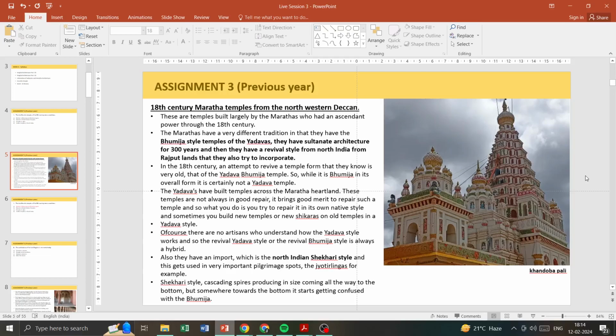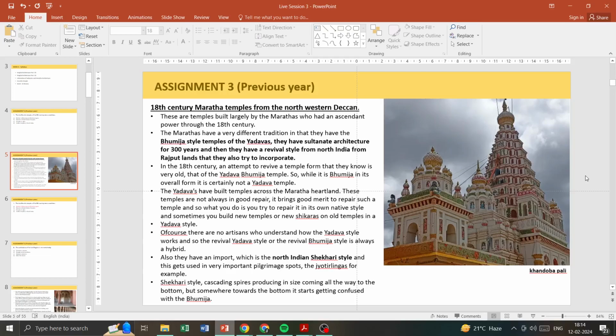So Maratha architecture is very different, and it has a very different tradition in its architectural style because it is inspired by 3 styles. First was the Bhumija style temples of the Yadavas, because the Yadavas built a lot of Bhumija style temples in these regions before it became a part of the Sultanate. And then this area saw Sultanate architecture for 300 years, and then when the Marathas again captured it, there was a revival of North Indian temple styles inspired from the Rajput lands, which they also incorporated. So the Maratha style architecture of that time, around the 18th century, was an amalgamation of these 3 styles.